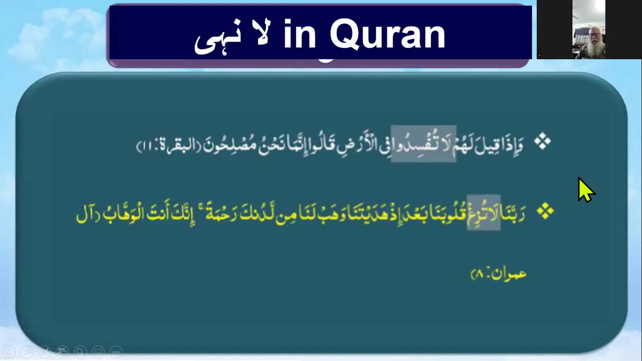Another example. Bismillah. رَبَّنَا لَا تُزِغْ قُلُوبَنَا بَعْدَ إِذْ هَدَيْتَنَا وَهَبْ لَنَا مِن لَّدُنكَ رَحْمَةً إِنَّكَ أَنتَ الْوَهَّابُ. It was تُزِغُوا. In the mudari, the last letter had dhamma. But look, there is sukoon because la has come. La nahiya. La tuzigh qulubana.